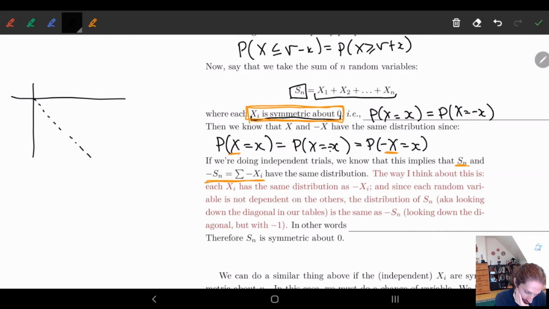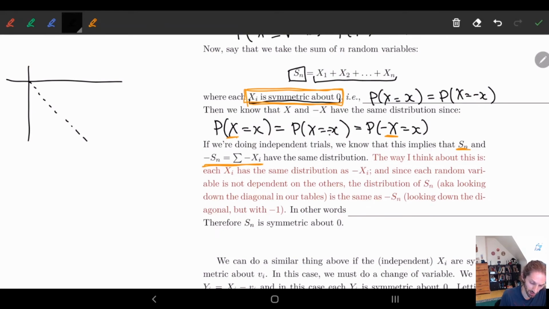Each Xi has the same distribution as minus Xi. So that helps you figure out where this is coming from. Because if we want to sum these up, and each one has the same distribution as its minus, then if we sum up the minus version, they're going to have the same distribution as well. It's a little weird. Take some time to think about it. It's definitely a little bizarre.